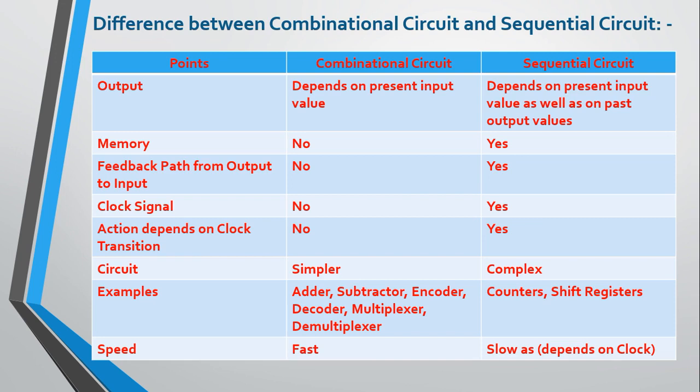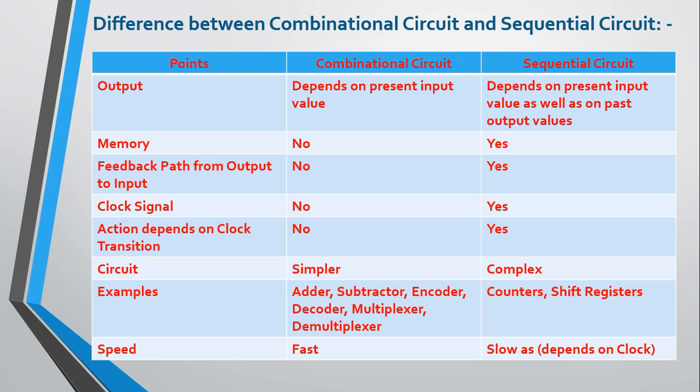Next is called speed. Naturally there is no concept of clock in the combinational circuit, so it provides you a faster speed compared with the sequential circuit, because there is a clock. So any transition depends on the clock, right? Naturally if the signal is weak, at that time it becomes slow. If clock signal is fast, at that time you will get higher output or faster output.